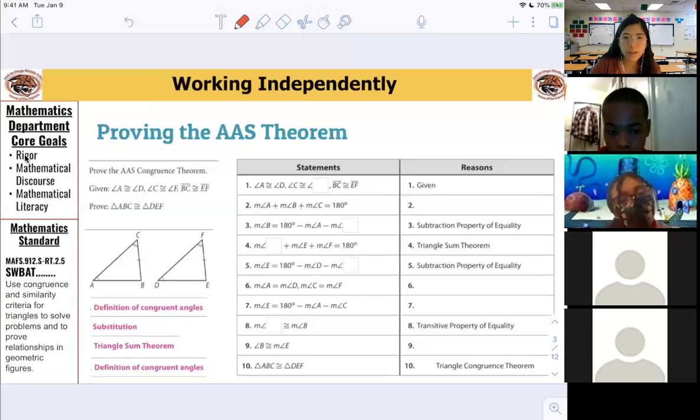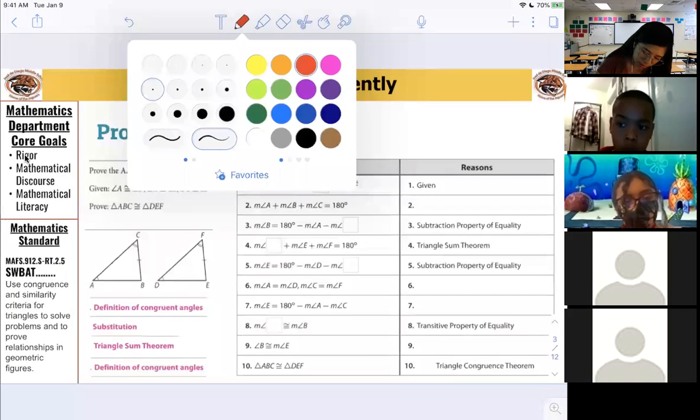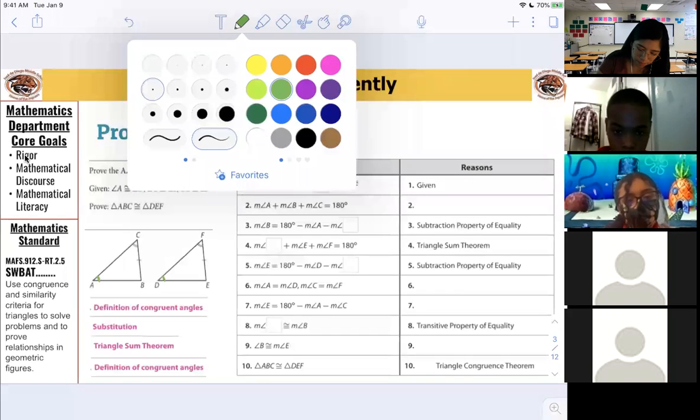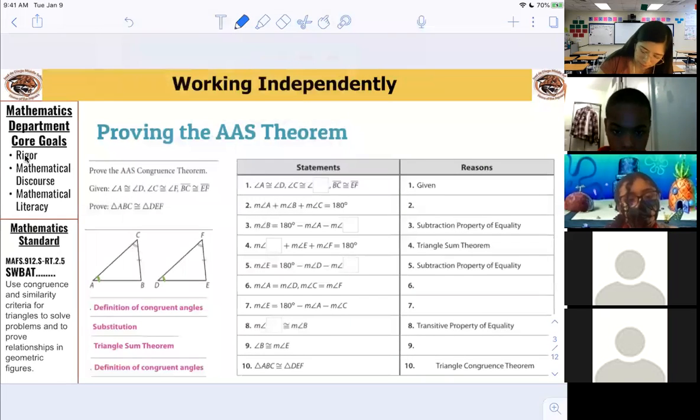Statement number one says angle A is congruent to angle D. So I'm going to highlight those. And then it says angle C is congruent to angle. What is it missing there? Good, Perla, F. So C is congruent to F, and that's given.